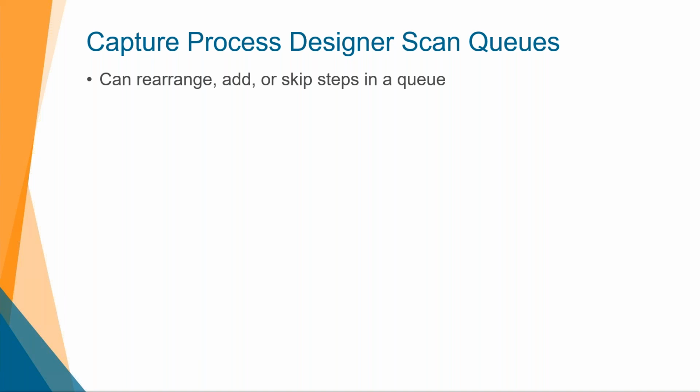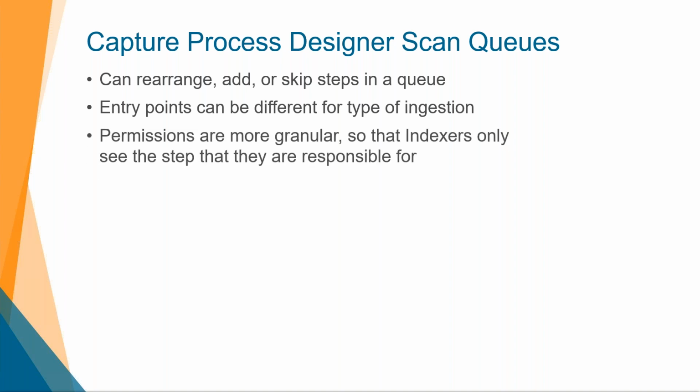Capture Process Designer allows you to create scan queues that are more flexible, with several features that make this stand out from standard scan queues. One is the ability to add or skip steps. For example, document separation as an optional step only if it meets certain criteria. You can choose the default starting task for a batch based on how it was ingested into the system. For example, sweeping documents start at indexing, while scanned files would start at document separation.